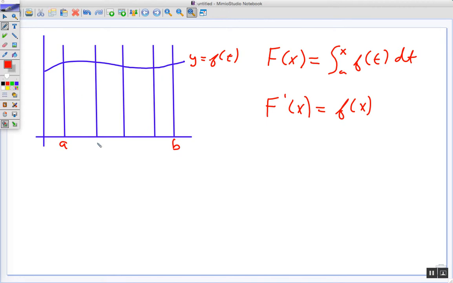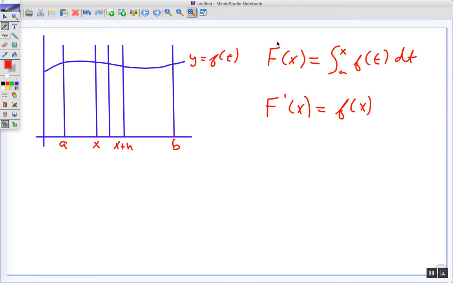So we're going to call this a, we're going to call this x. This is going to be some value past x, so we're just going to call it x plus h. I'm going to go ahead and move this over here. At some point we're going to call that c. Okay, so let's look at this proof.